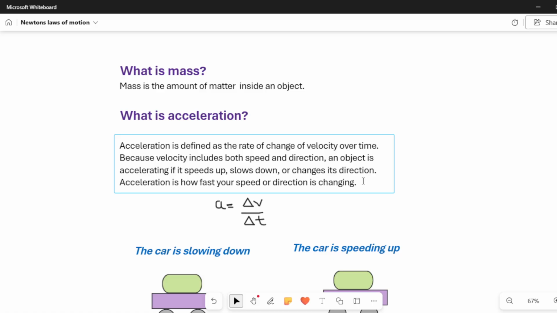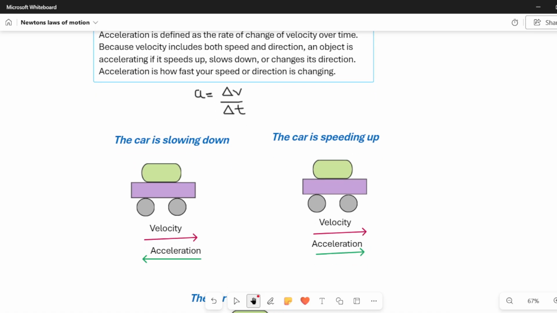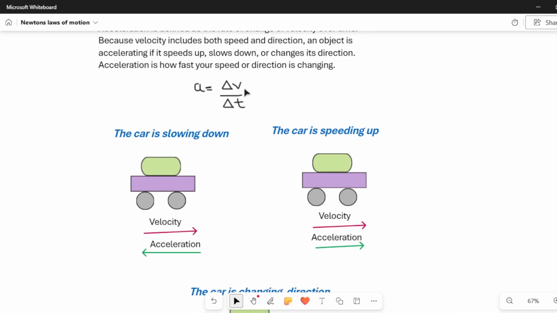So if I want to change my speed from 10 kilometers to 20 kilometers, how fast am I changing that? Am I changing the speed within 1 second, or am I changing the speed over 20 seconds? That is what gives you acceleration. How fast your speed or direction is changing is calculated using acceleration. So acceleration is nothing but change in velocity by time.